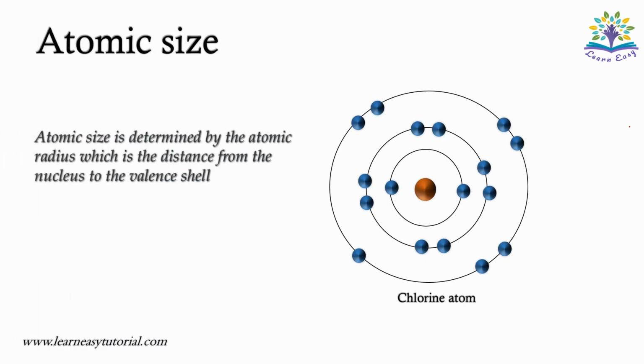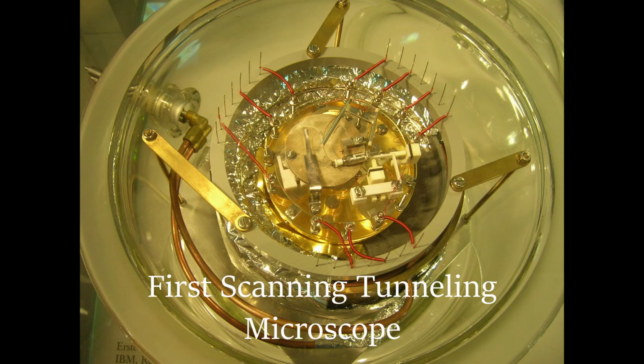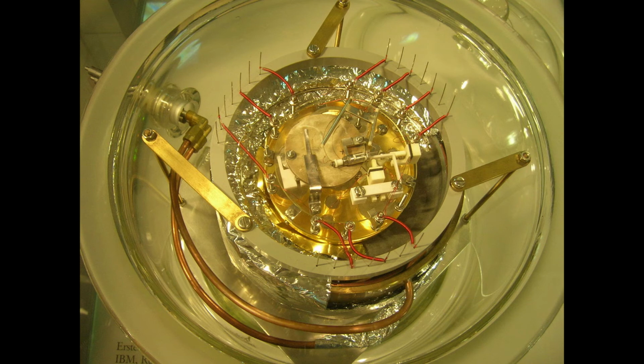Now let's have a look at the next property, atomic size. Atomic size is determined by the atomic radius, which is the distance from the nucleus to the valence shell. The atomic radius is in nanometers. It is very small and cannot be seen even with powerful microscopes. But with the help of the scanning tunneling microscope, which was developed in the 1980s, imaging at the atomic level is now possible.